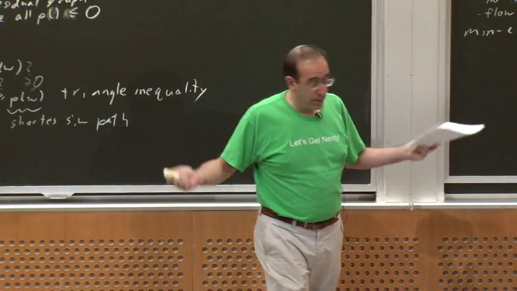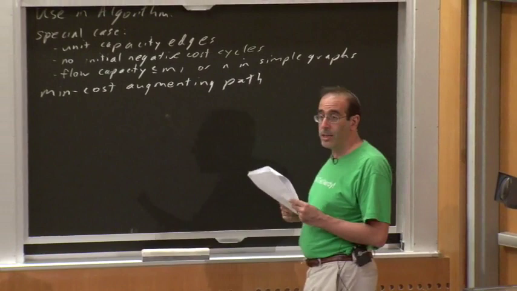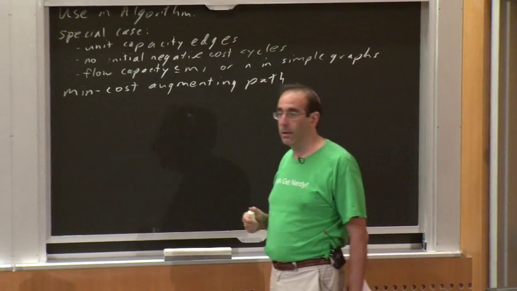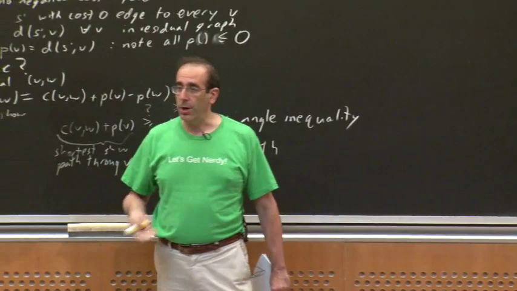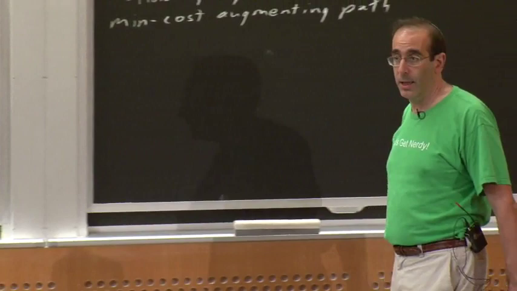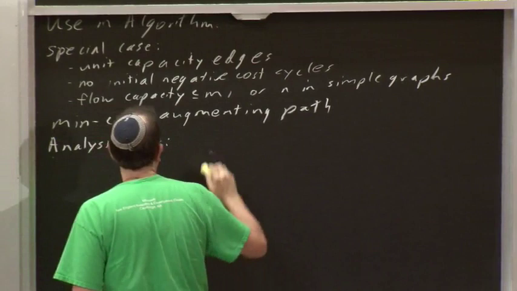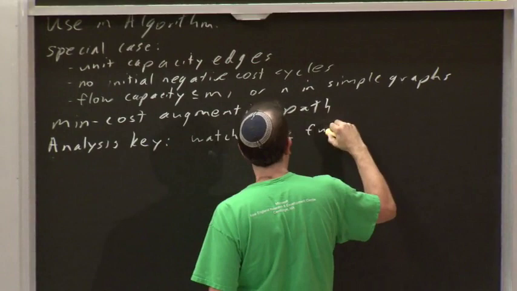Okay. So, how do we think about min cost augmenting path? Well, we're going to repeatedly find and augment a min cost path. And we know how to find these min cost paths, right? We can use Bellman-Ford to find the shortest path where we use the costs as the lengths of the edges. The key to the analysis is to watch the price function that we just talked about over there.